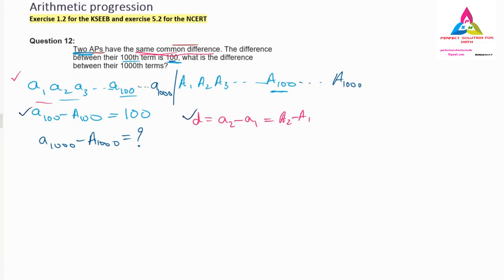So now what we have to do over here. That is small a100 minus capital A100, that is equal to 100, they have given. So this is the basic. By using this we have to solve.